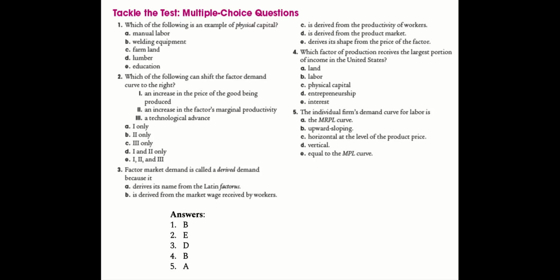It can also be called the VMPL curve, so marginal revenue product of labor and value of marginal product of labor. Those are both the same thing. It just means that you took whatever your marginal product was and you multiplied it by the price of the good. Okay, so those are our multiple choice questions.